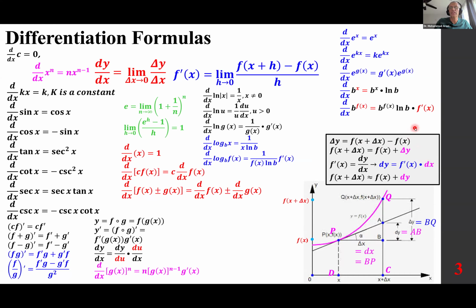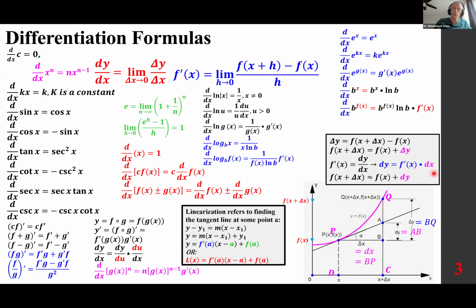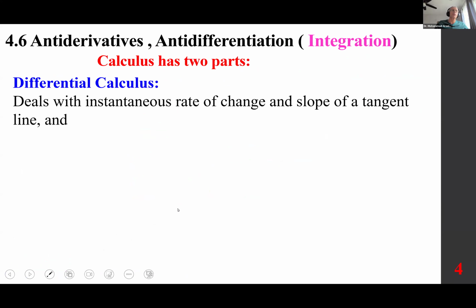Delta y is precisely f of x plus delta x minus f of x. Sometimes it's difficult to evaluate delta y, so it's replaced by dy as an approximation. Also, when we want to find the equation of a tangent line, one may refer to it as linearization. So linearization simply means finding the equation of a tangent line at a specific point.